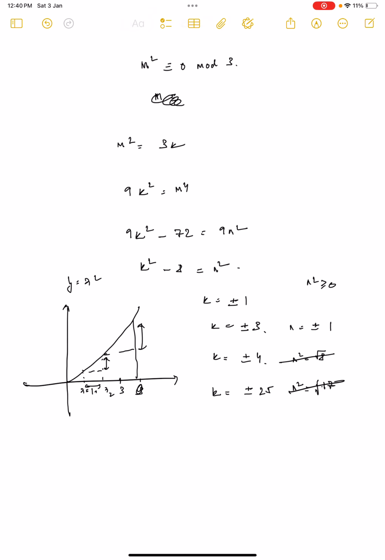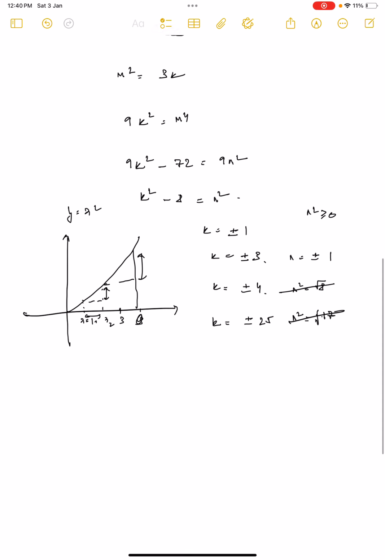Thus what it means is, and why we should not bother finding more values of k, is because the distance between two consecutive squares is increasing. Basically, k square minus n square is the distance between two consecutive squares, and it's constantly increasing as you increase the value of k. So this is the only solution.